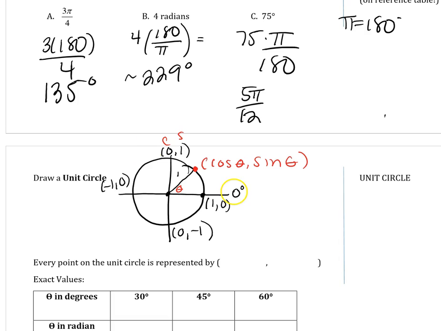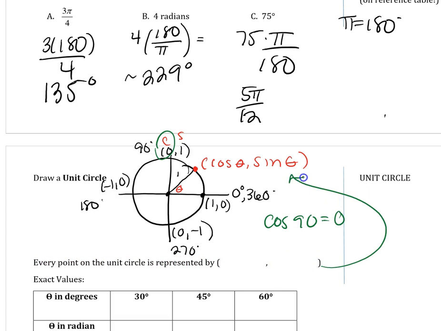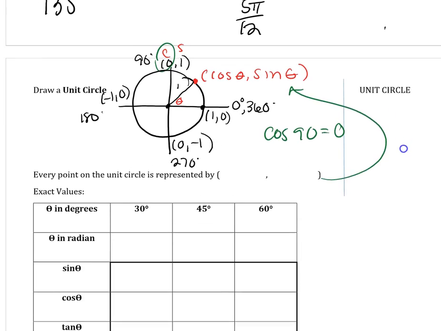So if this is 0 degrees, this would be 90, 180, 270, all the way back to 360. So like if I wanted the cosine of 90, I would just go to 90 degrees, pick the x coordinate, 0. Okay, so again, every point on the unit circle is a cosine and a sine. So I already wrote that up there.